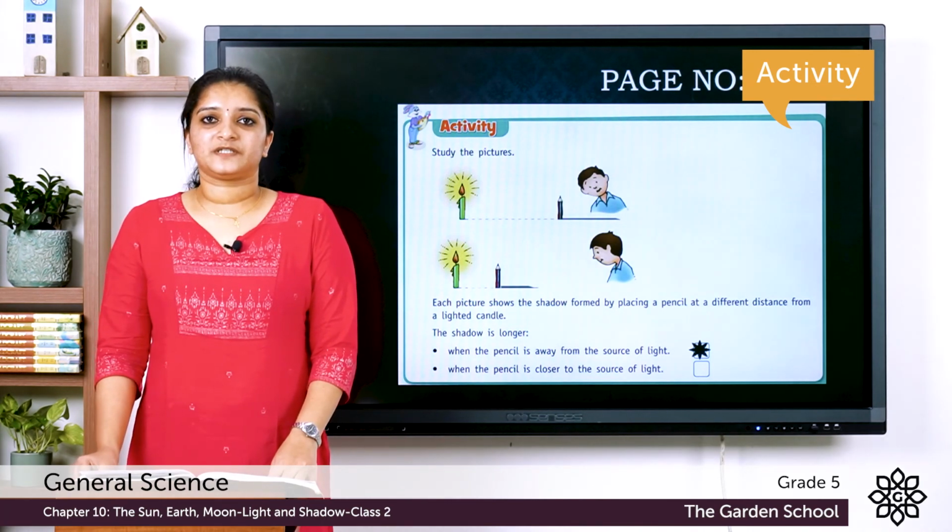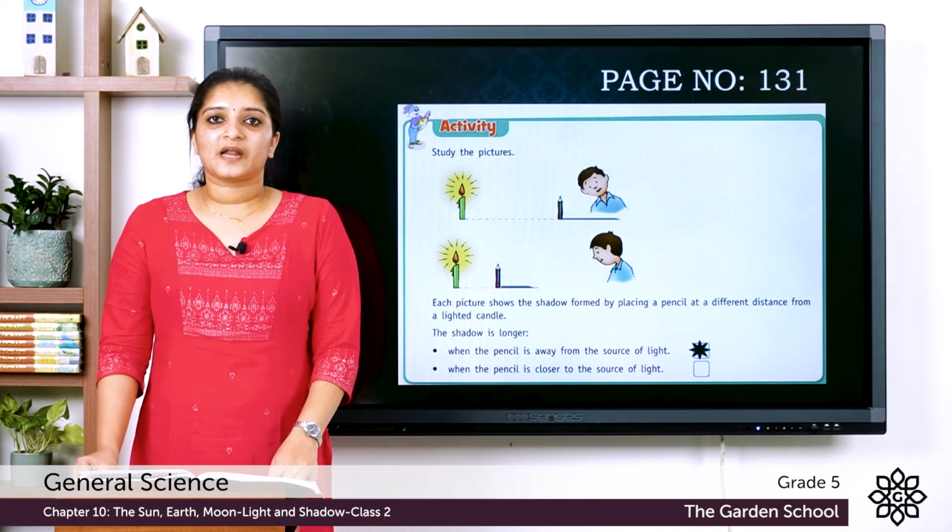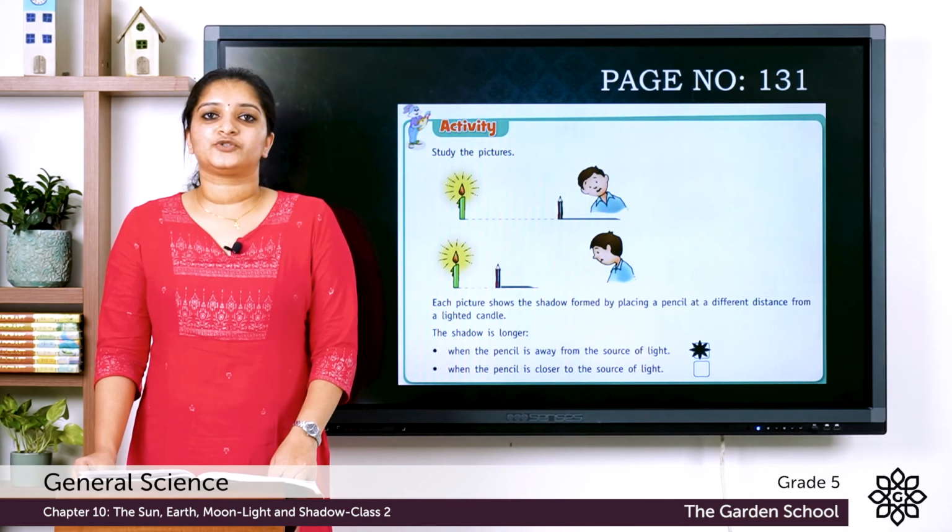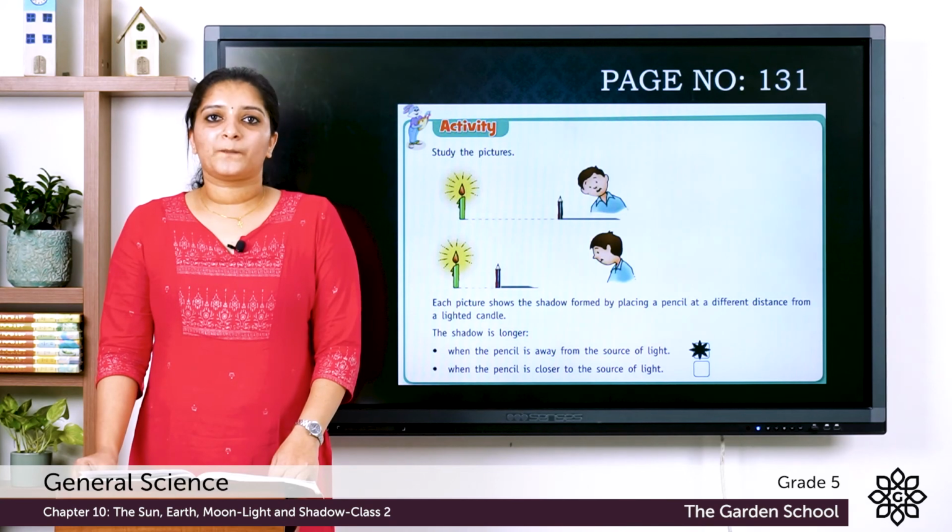That's all about the activity. So today we learned about different types of objects based on their ability to transmit light and the formation of shadows. Hope the topic was clear to you.